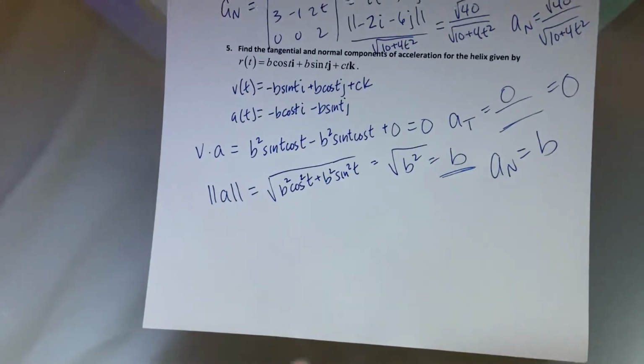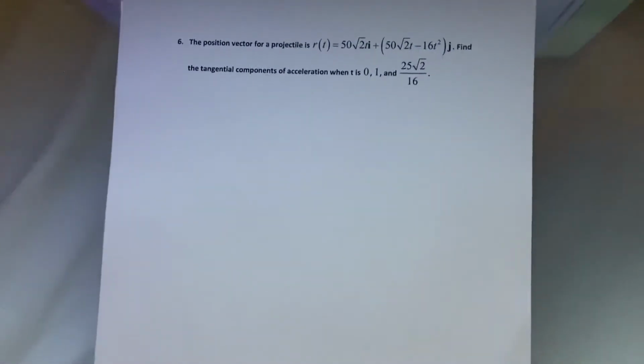Now let's look at number 6 on the next page. The position vector for a projectile is r of t equals 50 square root of 2 i plus (50 square root of 2 t minus 16t squared) j. Find the tangential components of acceleration when t equals 0, 1, and 25 root 2 over 16. So it's only asking for the tangential component. It's not asking for the normal.